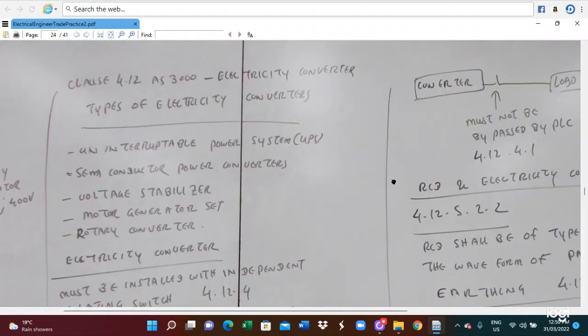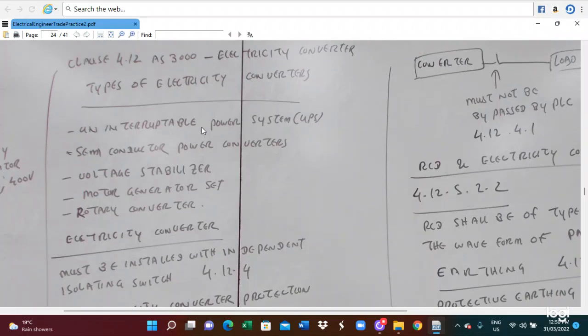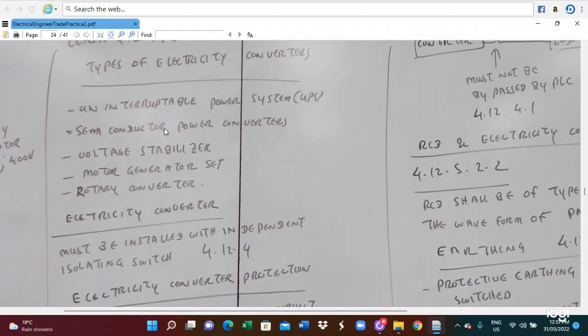Then in this case, we have to be concerned about clause 4.12 of AS/NZS 3000. Clause 4.12 of AS/NZS 3000 is a concern with the electricity provider, and this is the type of electricity provider. So in this case, we have to utilize an uninterruptible power supply system. Also semiconductor power converters, voltage stabilizers, motor generator sets and rotary converters are utilized. Those are the types of electricity converter: the UPS, uninterruptible power supply, semiconductor power converter, voltage stabilizer, motor generator sets, and rotary converter.